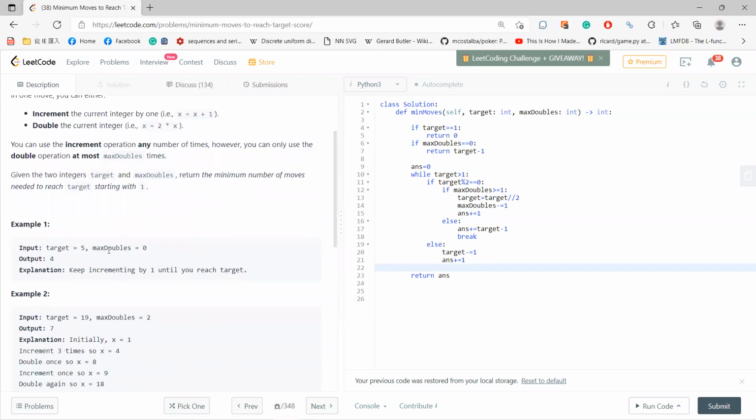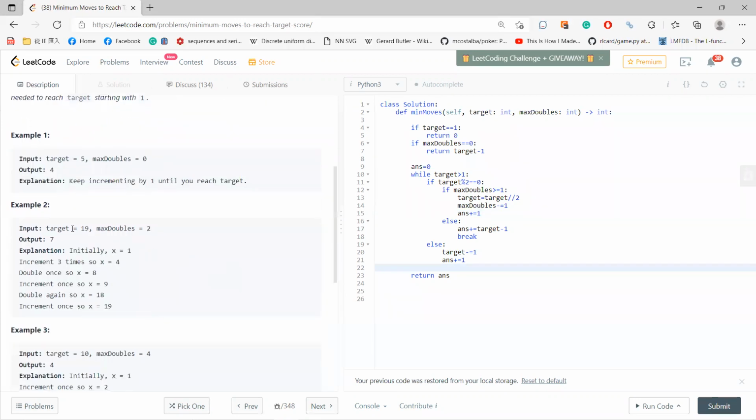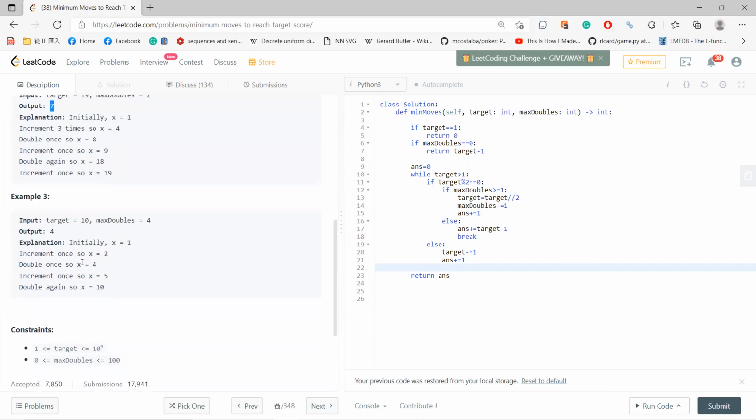For example, you want to start from 1 to 5. You can only go 1 by 1 to the target. And if you want to get target 19, you can go from the initial 1 to 2, go to 4, go to 8, go to 9, go to 18, and go to 19. So there are 7 steps.